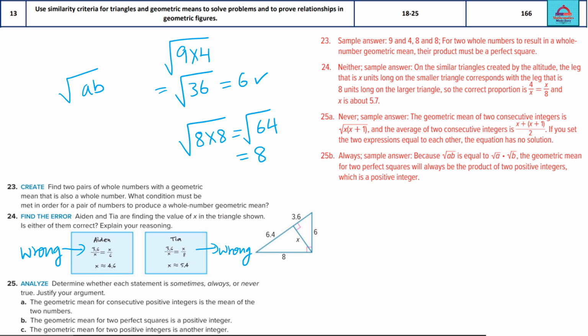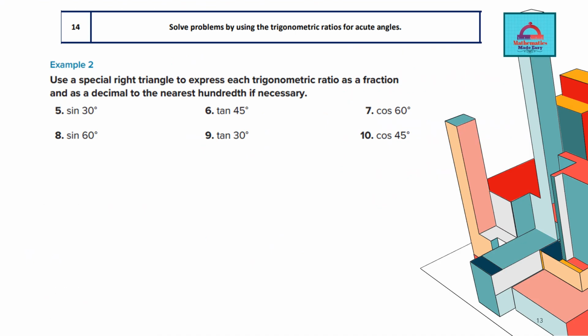Let's look at C. The geometric mean for two positive integers is another integer. This is sometimes true. The case would be different when either of the numbers is a negative number. In that case, the result would not be a positive number. So this is sometimes true. And the sample answer is when the product of two integers is a perfect square, the geometric mean will be a positive integer. Let's solve these problems using the special triangles.